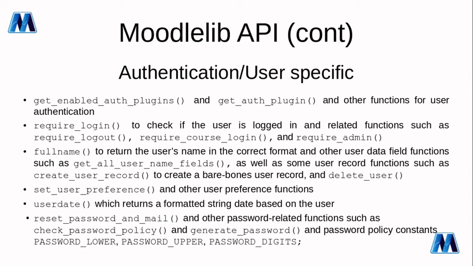Then we've got things like fullname, which returns the user's name in the correct format for the language, etc. And if you wanted to do something else with usernames, you can get all the username fields, as well as create a user record, a bare bones create_user_record, or you can delete_user. You can also set the user's preferences, and you can return dates in the format that is based on the user's language or settings, etc.